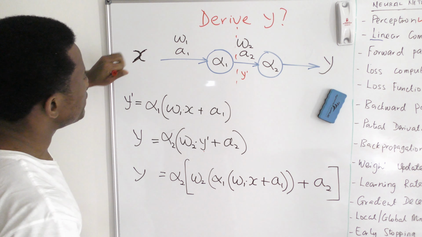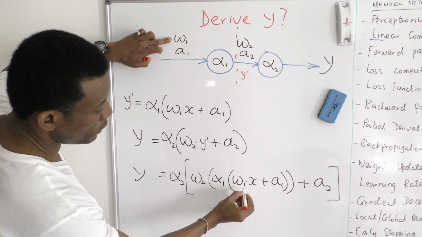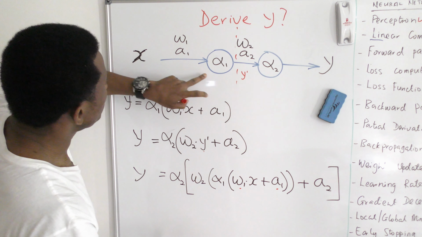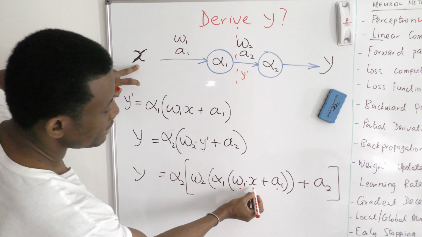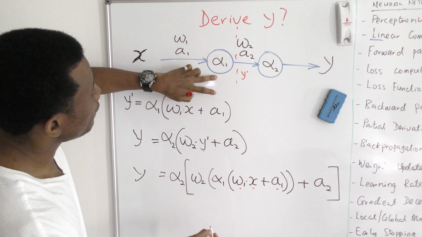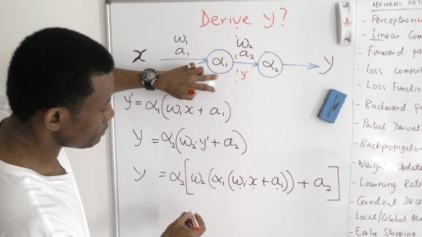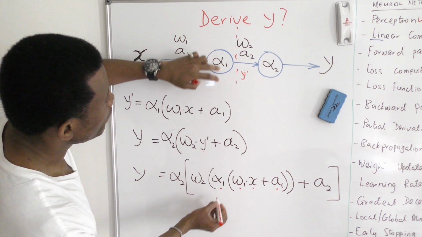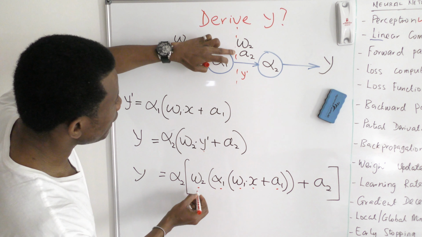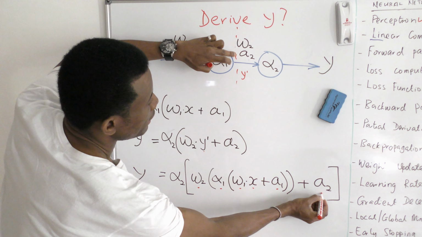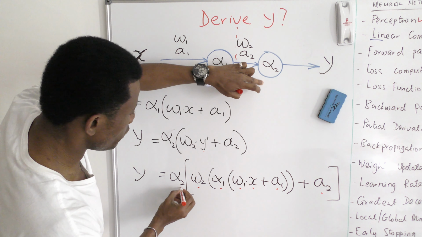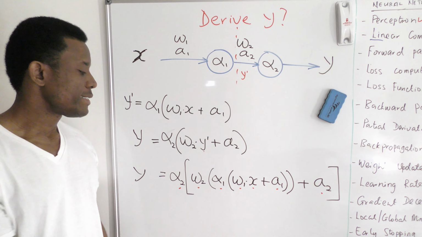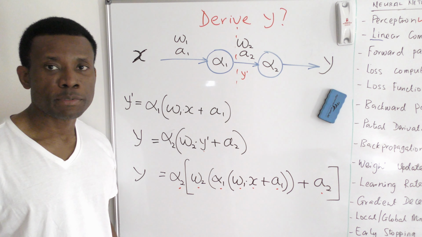Let's begin by checking W1. We have W1, A1, X right here. We have activation 1 right here, W2 right here, A2 right here, activation 2 right here. So this is correct, and this is the final output of this network.